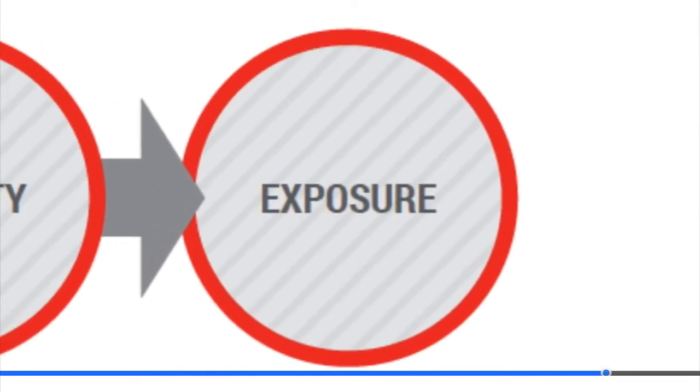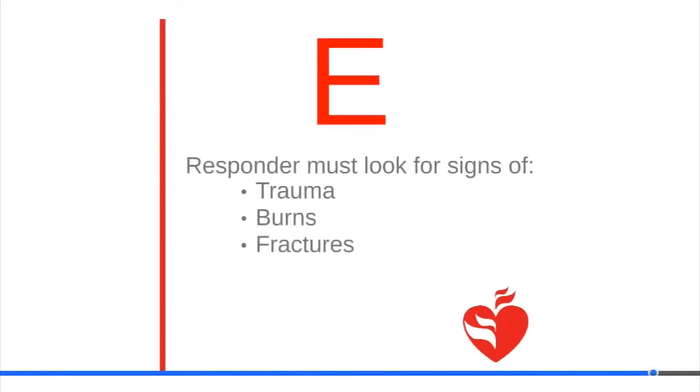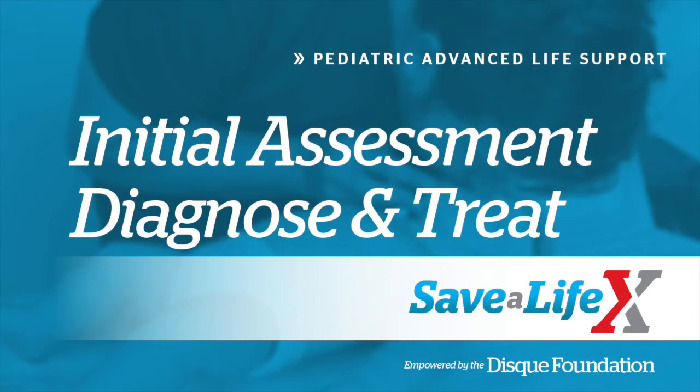Lastly, E is for exposure. Check for any obvious signs that may provide a clue as to the cause of the current problem, such as trauma, burns, and fractures. This concludes the initial assessment. Next, we'll look at diagnosing and treating after a second assessment.